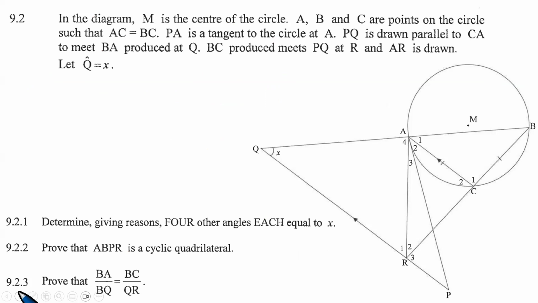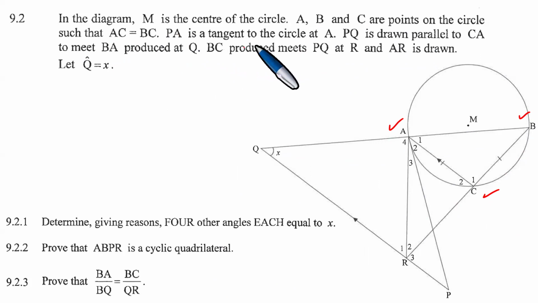Now the next thing is to prove this one here. In the diagram, M is the center of the circle. You can see it is a little dot, but this dot is sort of outside and not really in contact with the diameter. A, B, and C are points on the circle such that AC equals BC. They marked AC and BC equal to each other.